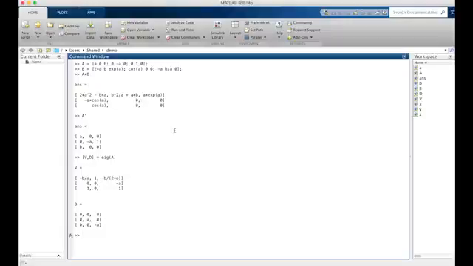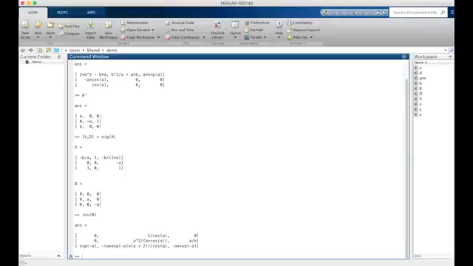Here, the eigenvalues of the matrix A are along the diagonal of this matrix D, and the corresponding eigenvectors are in the columns of the matrix V. We can also find the inverse and the determinant.